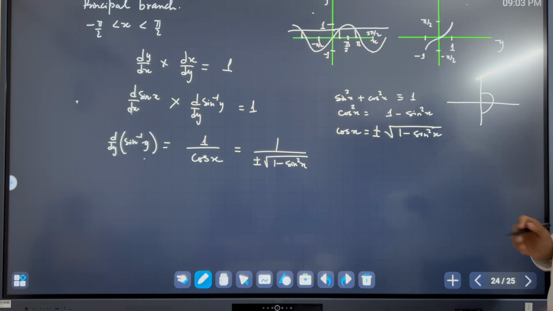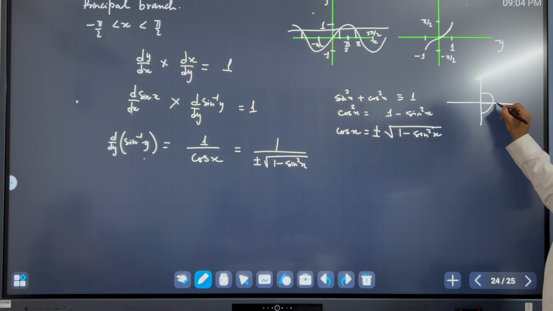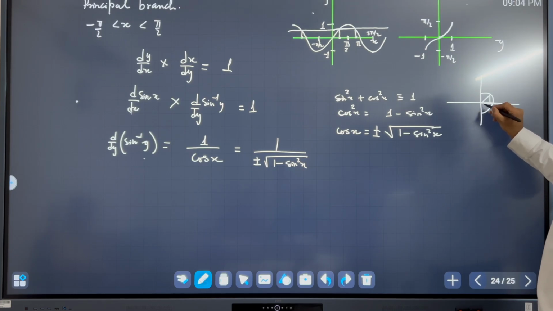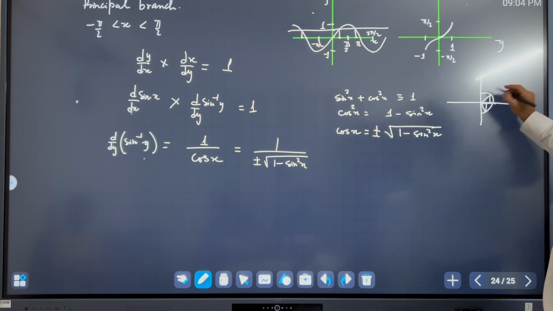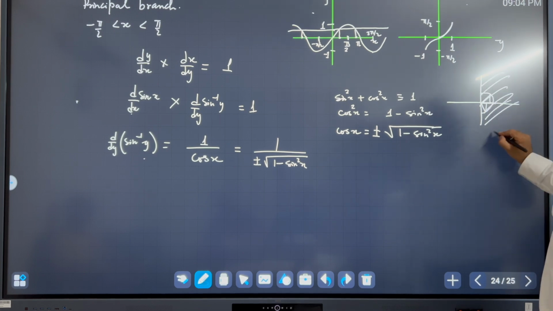When you are in this region, the cos is base over hypotenuse. Okay? So base is always positive. Whether you take this or you take that, the base here or here is always positive. So cos is always positive in this region. Okay, so here cos is positive.